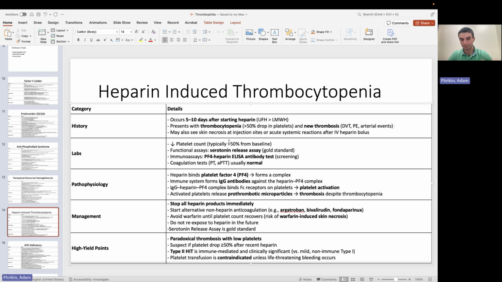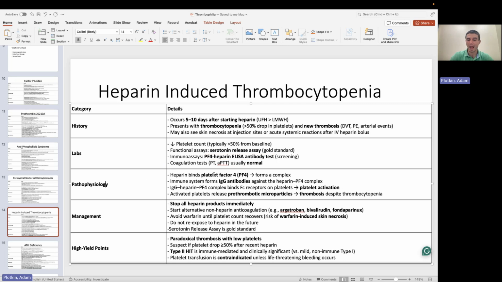Okay, and we'll talk about why. So again, labs, we're going to see the platelet count dip by more than 50%. We'll do a functional assay; the serotonin release assay is the gold standard. If they're asking you on Step 2, how do we definitively diagnose it? Serotonin release assay. We could do immunoassays like the PF4 heparin ELISA antibody test, which is a good screening test, but it's not the gold standard. And then the coagulation tests are usually normal.